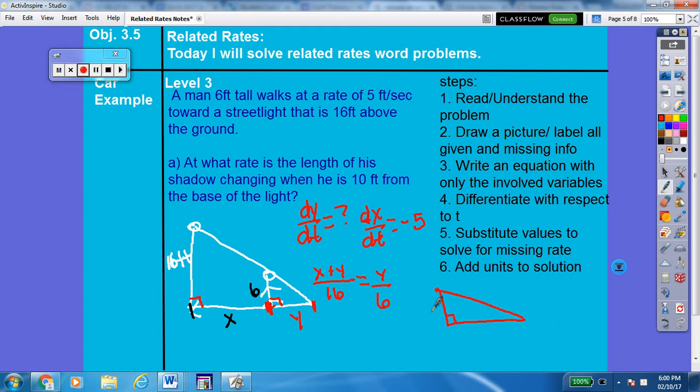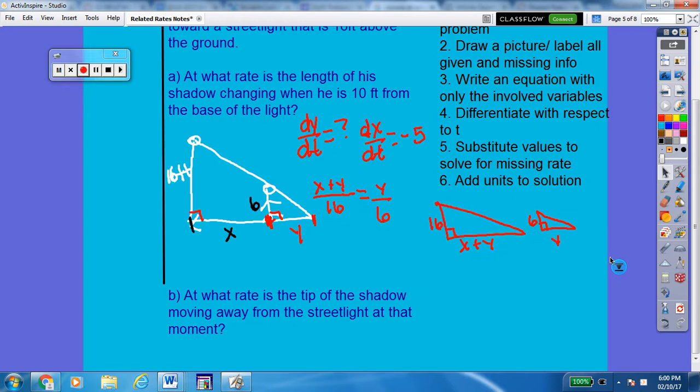If you're wondering how I got that, I would draw my big triangle and show you. Here's 16 and x plus y, and the little one, if I separate them, the man is 6 feet tall and y. So you can see corresponding parts. I set mine up as (x plus y) over 16 equals y over 6. You could easily do (x plus y) over y equals 16 over 6. It doesn't matter because it's proportional, so it'll work anyway. You can switch these around and it still works. It's kind of hard to mess it up.